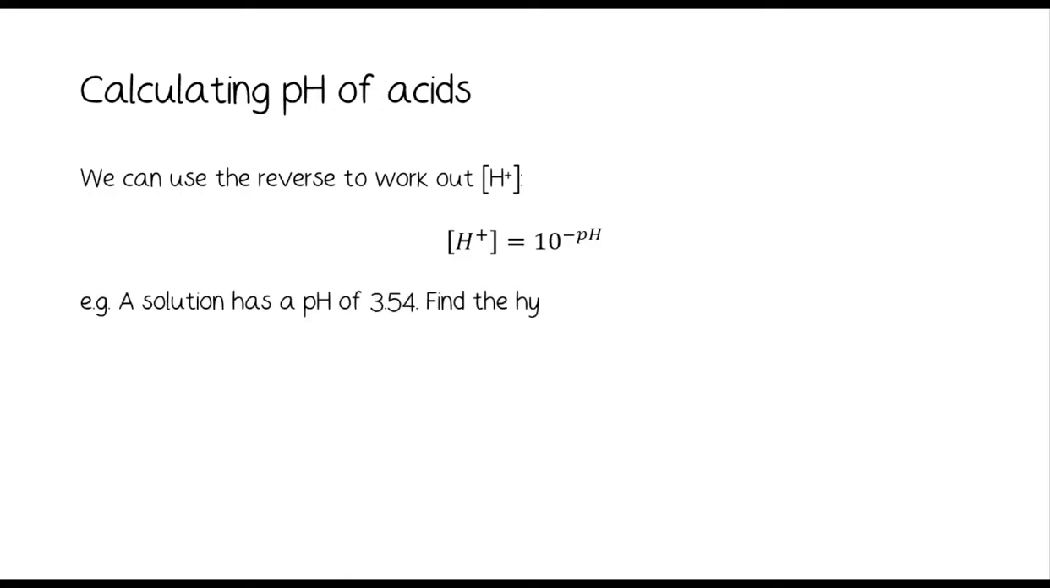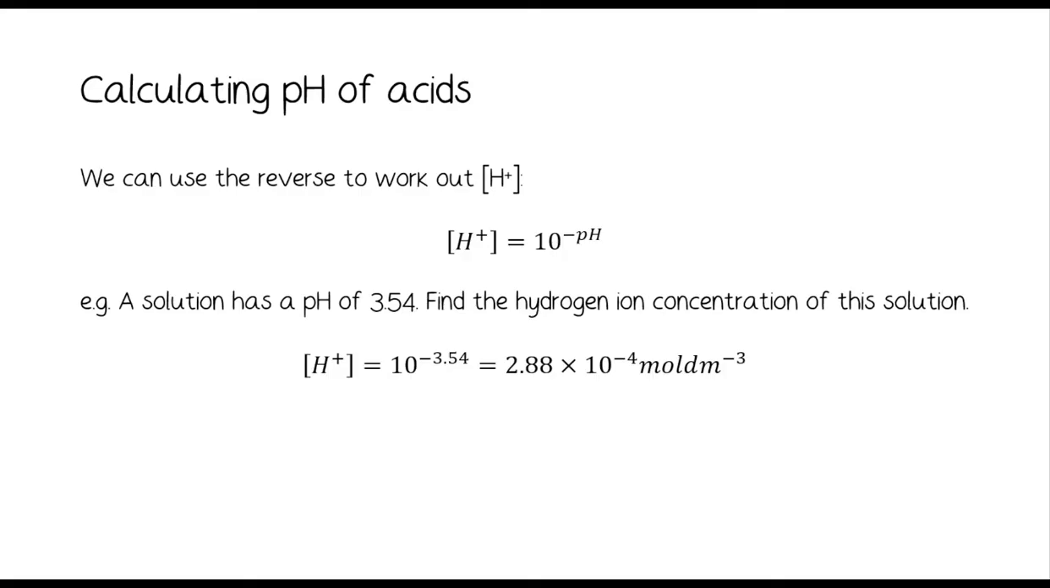For example, a solution has a pH of 3.54. Find the hydrogen ion concentration of this solution. All you would do is you just put 10 to the power of minus 3.54, which gives you 2.88 times 10 to the minus 4 moles per decimeter cubed. Do not forget to include the units because you are measuring a concentration here.